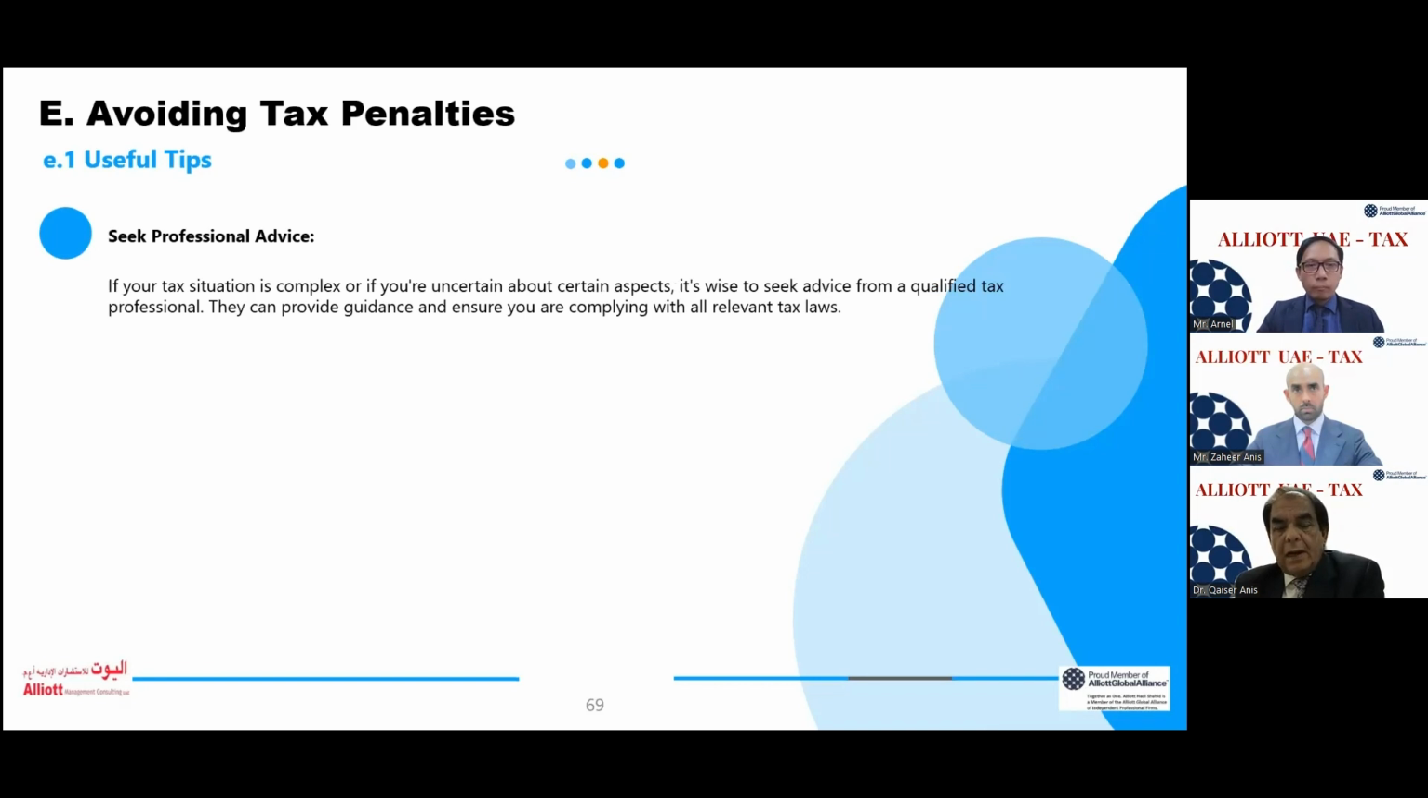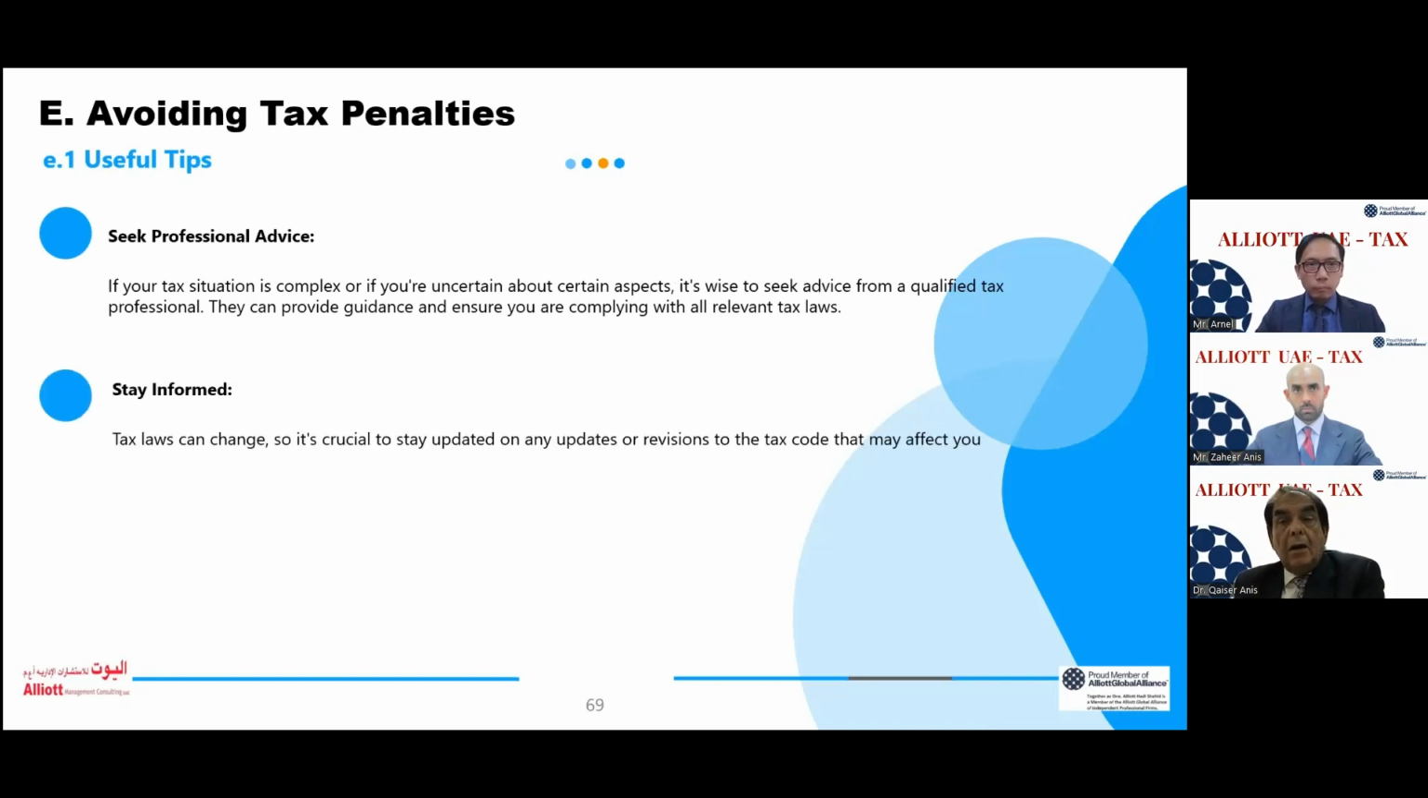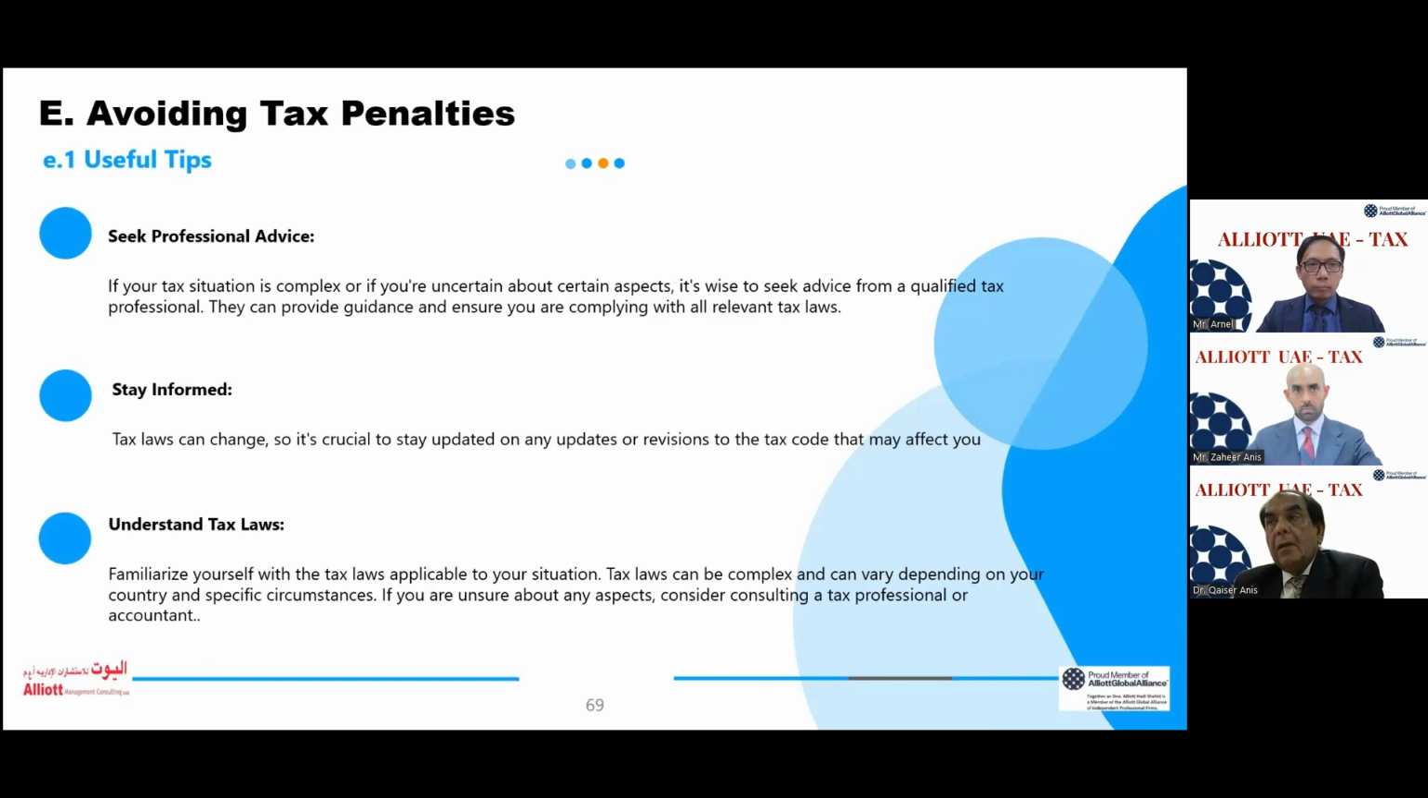Seek professional advice. Always, it is better to hire a tax consultant, a qualified tax person, to avoid unnecessary payments. Why pay extra money, good hard-earned money, on such things? Take good advice on where you can save the tax. I'm not saying avoid the tax, I'm saying how you properly present it and use the benefit of the tax law.